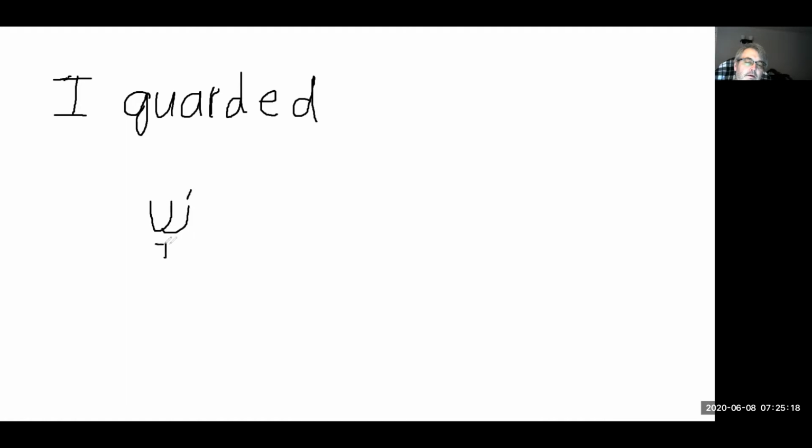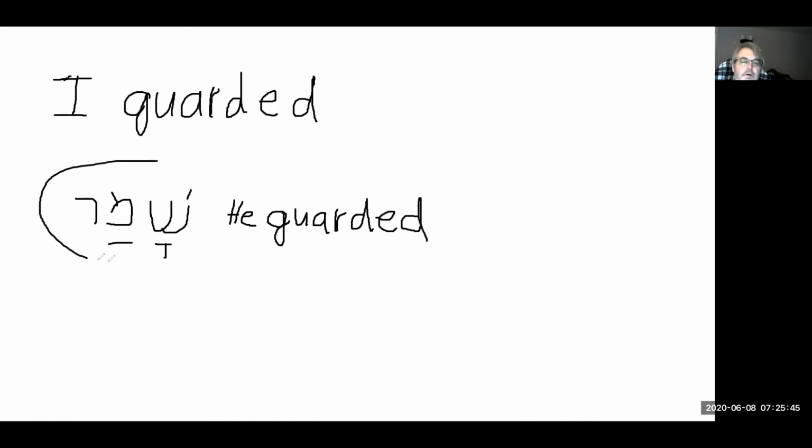and that gives you your past tense, he guarded. And that's the default form for not only Strong's, but pretty much universal. If you're discussing pa'al verbs, they're always going to be in the third person past tense. That's the default form, and it's going to be shamar, right?